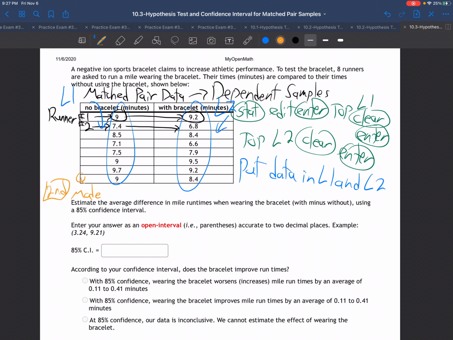Second mode, quit. The second mode quit button. So quit out of that table and then hit second 1. When you hit the second button and 1, that'll put L1 right in your screen, and then go minus, and then go second 2, and that'll put L2. What's showing up on your screen right now is L1 minus L2.